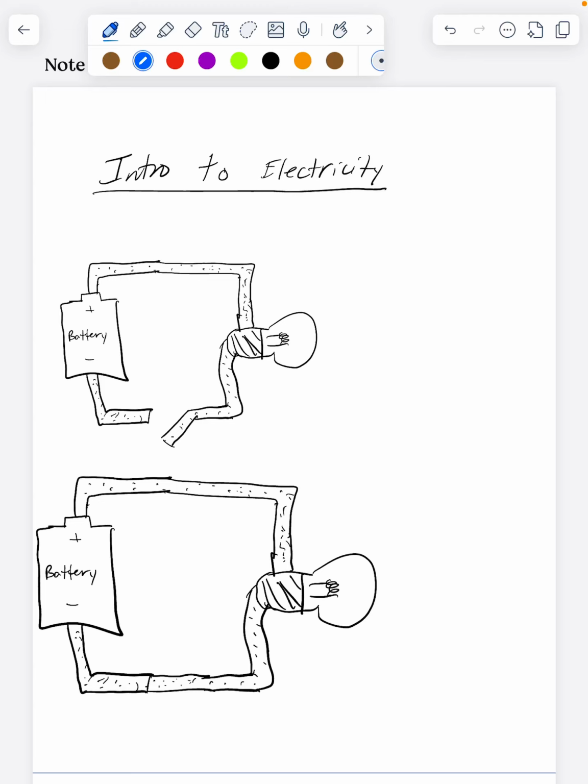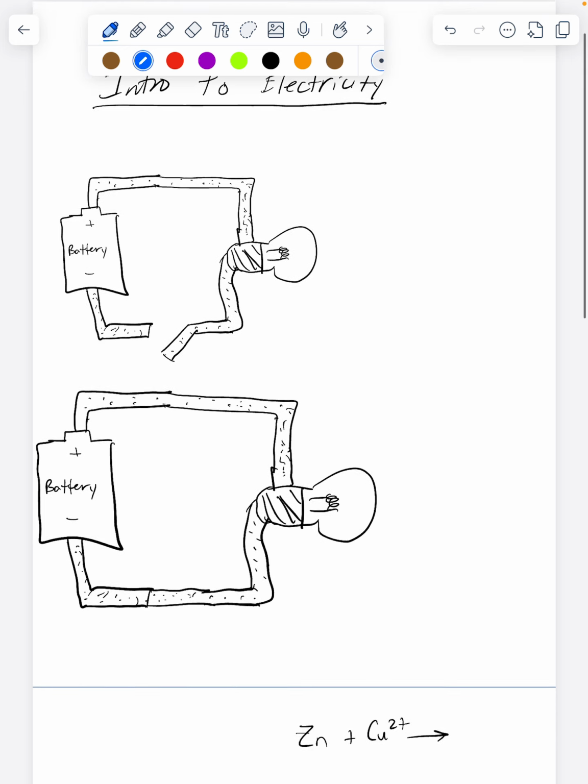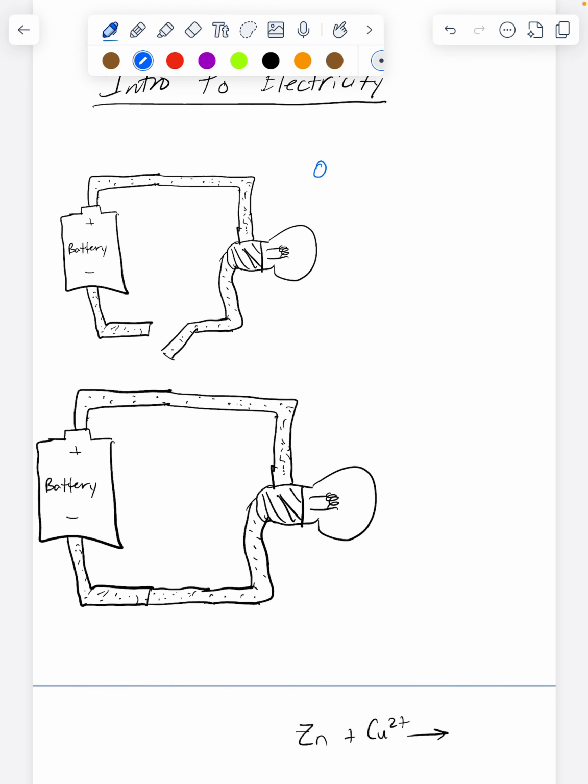Okay, so in this video, we're going to go over an introduction to electricity and electric circuits and some of the terminology and concepts that we'll use to think about electricity flowing in circuits. At the top, we have an open circuit, and at the bottom, we have a closed circuit. Most of you have already shown that you understand that when the circuit is open, the light bulb will not light, and when we have a closed circuit, we would expect the light bulb to light.